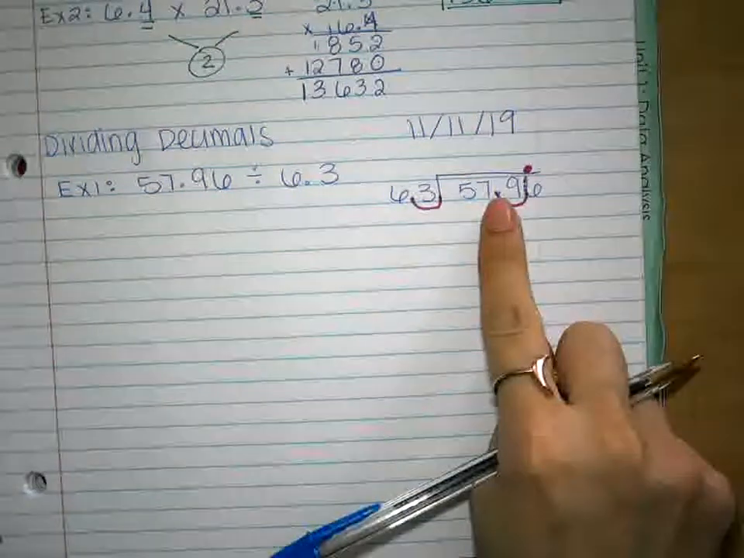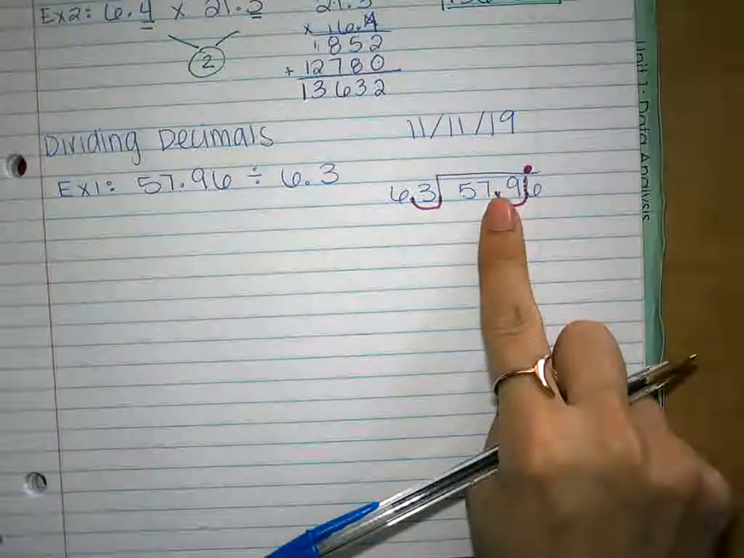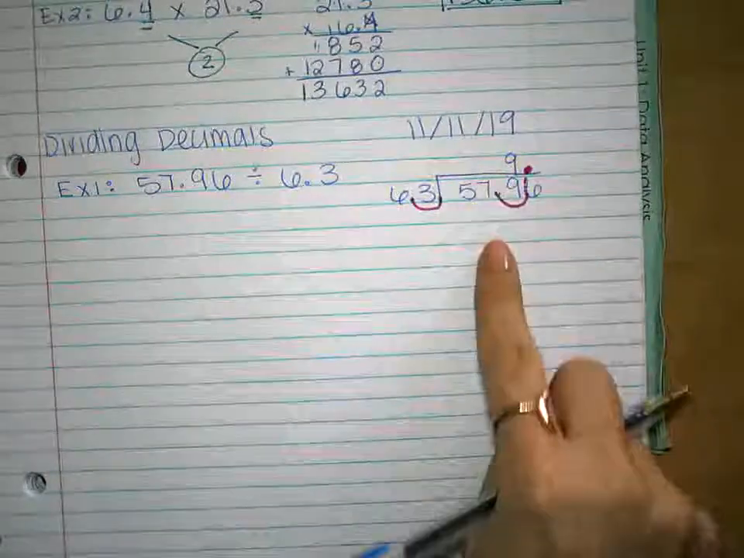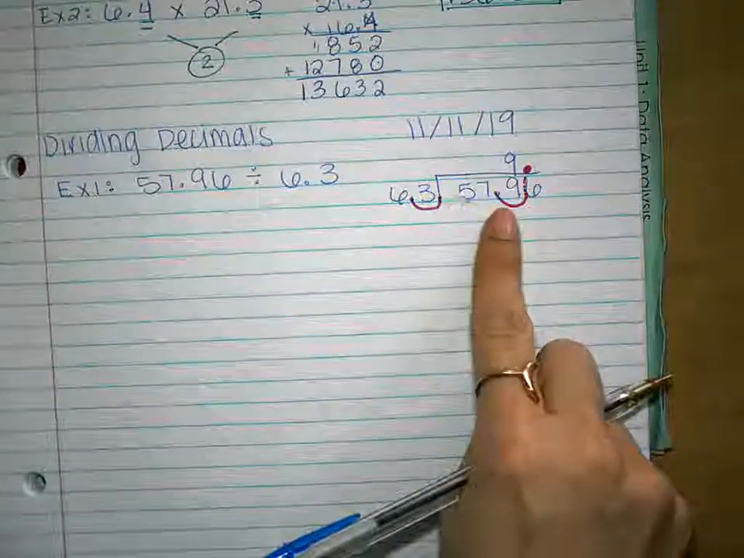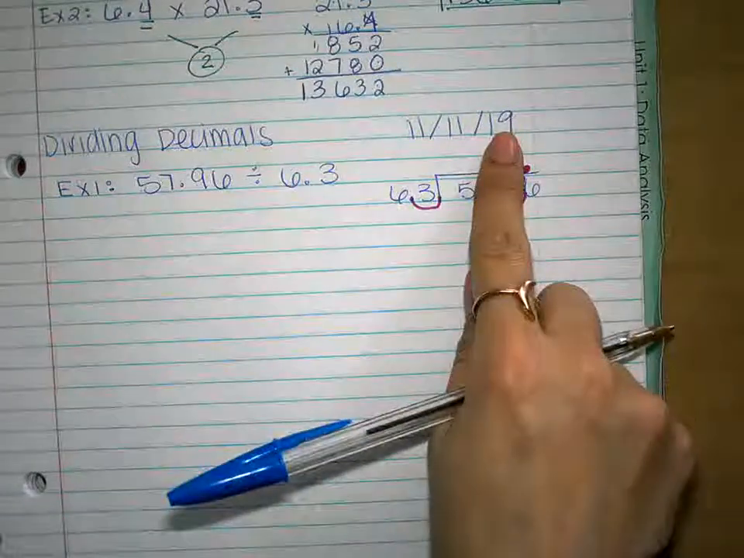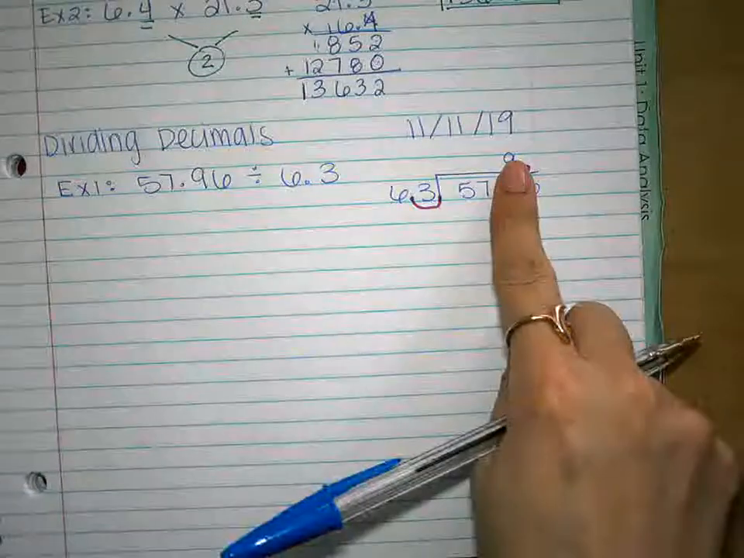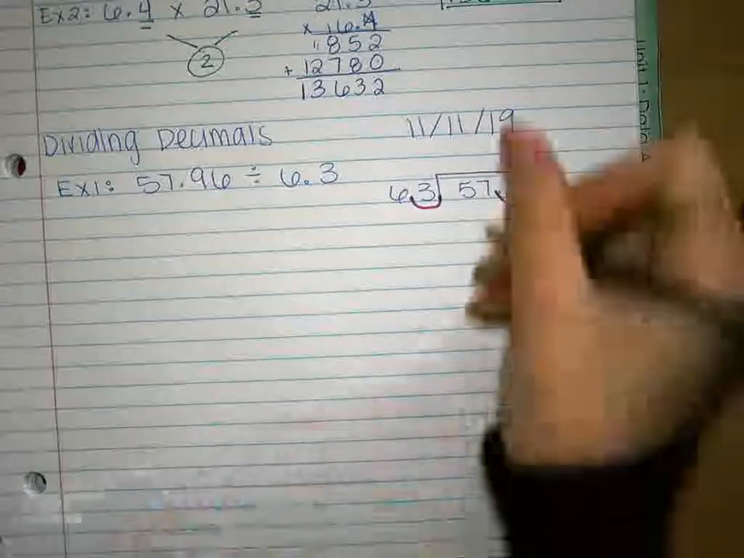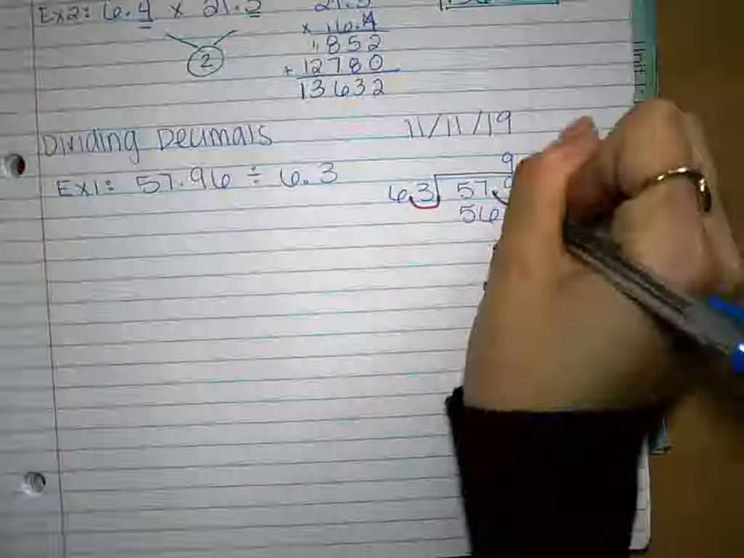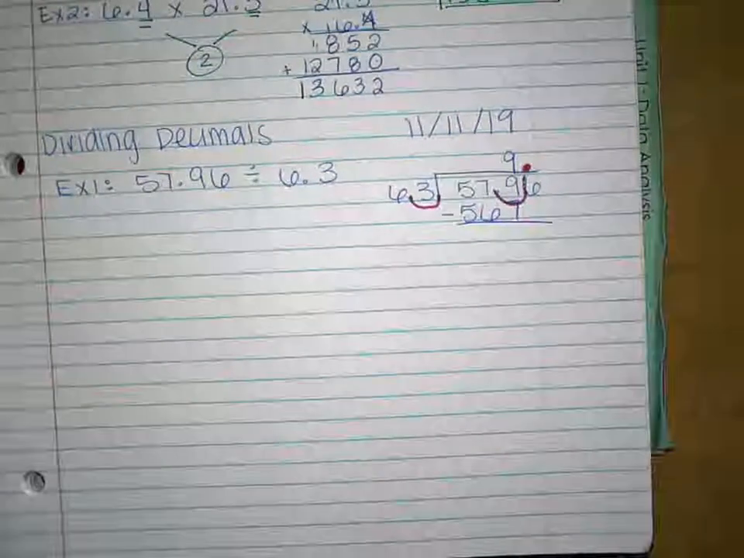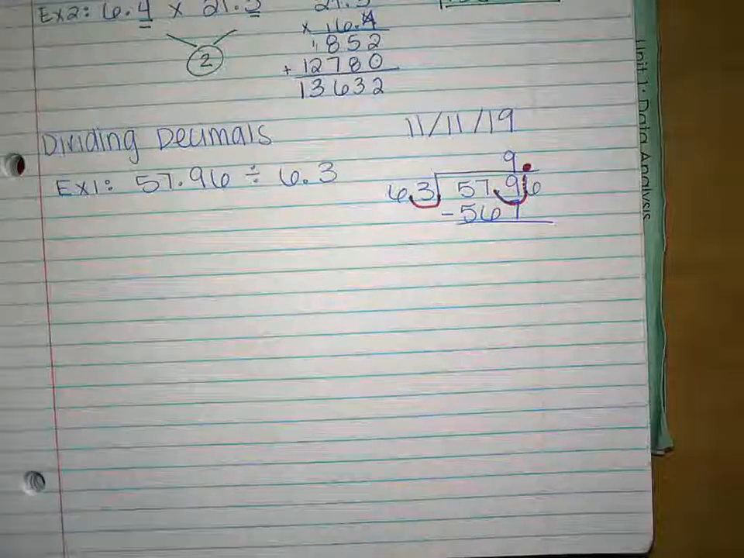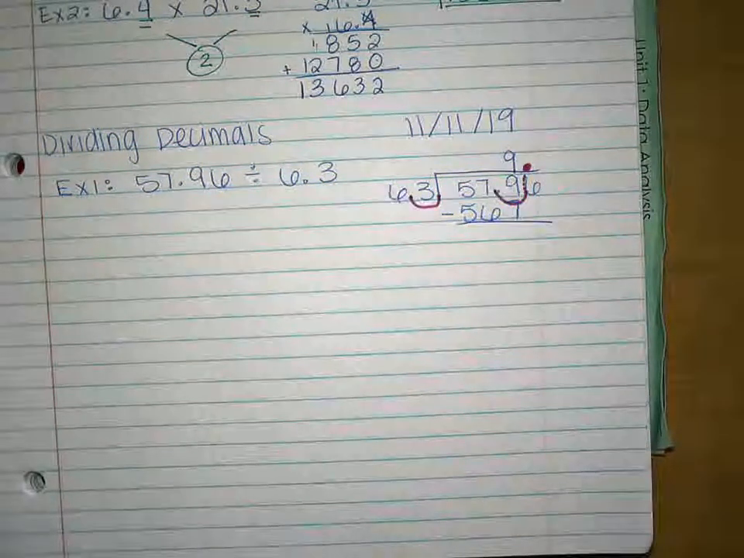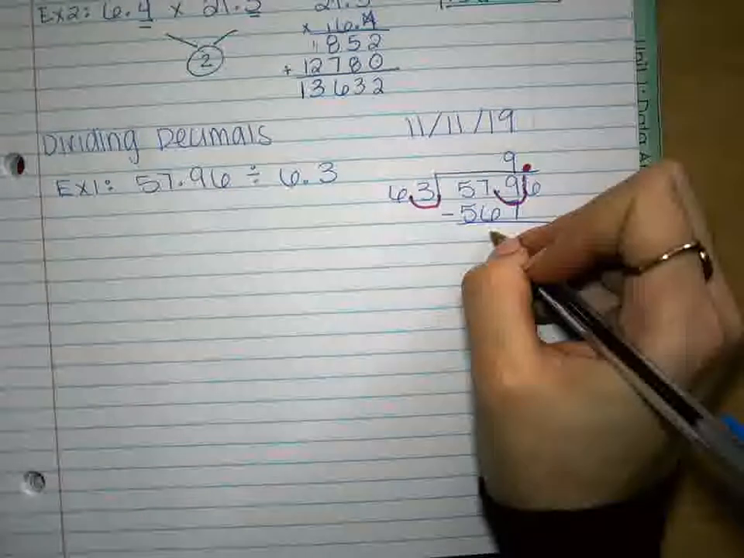Good. Now, where does that 9 go? Above the 9. So it goes in front of that decimal point, above the 9, because 63 goes into 579 9 times. So it has to go above the number that's the last number you went into. What is 63 times 9? 567. Good. So I need to do 579 minus 567. What's that give me? 12.